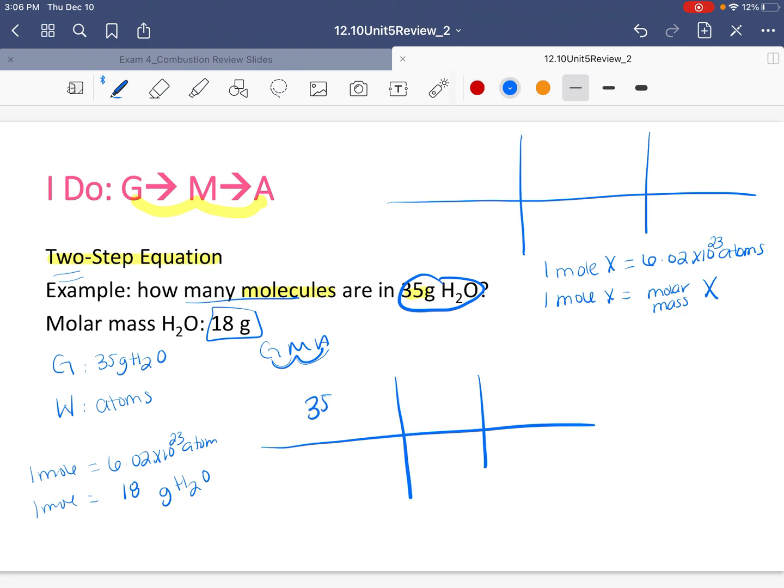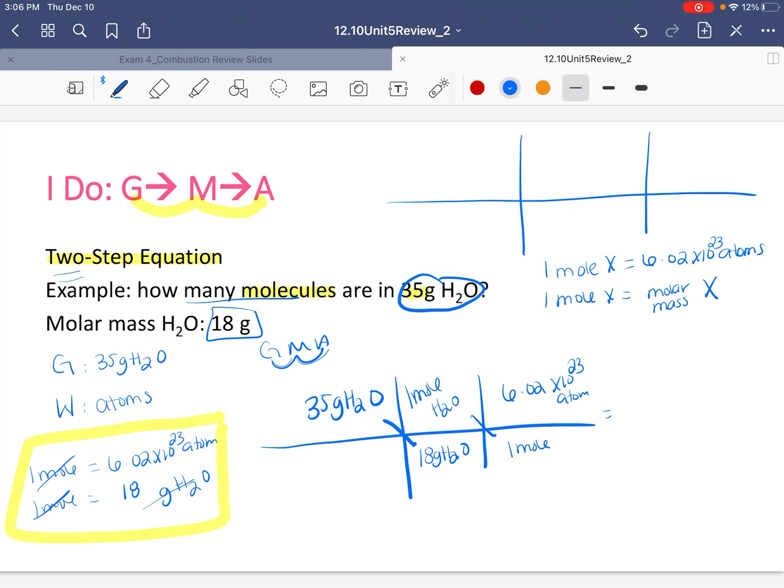From here, guys, I just set it up. I put my given, which is 35 grams of water, across to cross out. From my conversion factors here, I need to find the one that says grams. So here I have 18 grams. I will put 18 grams of water. I have to put what was on the other side, so I'm going to put 1 mole of water. Again, I have one more conversion factor. I need to cross out, so I would use 1 mole again so they can cancel out. And then I'm left with 6.02 times 10 to the 23 atoms.